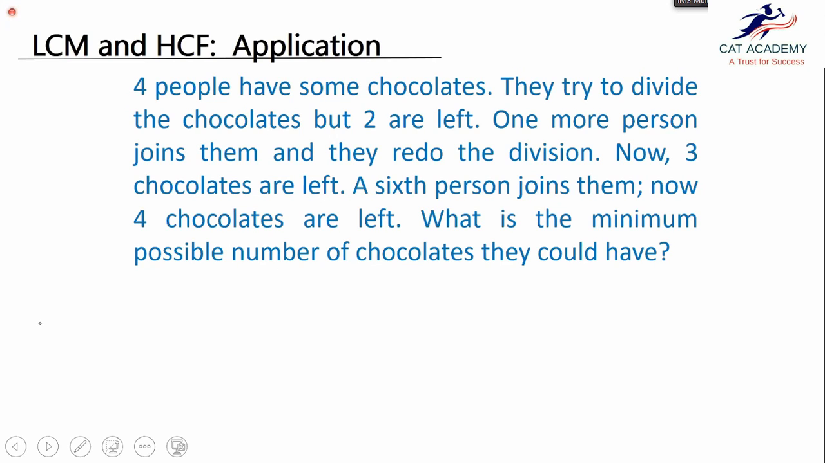Let's check. So 4 people, 2 left over. 5 people, 3 left over. 6 people, 4 left over. Here my remainder is not constant. But still there is something constant. Can you tell me what is that constant thing?